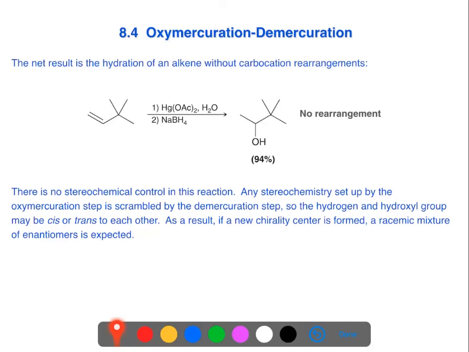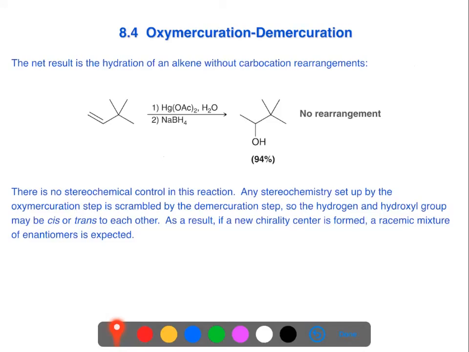So as a result, that hydrogen or hydroxyl group may be on the same side as one another. They may be cis or trans. We really don't know. If a new chirality center is formed, as shown in this particular example, where we do have a chiral center right here, we would expect a racemic mixture, meaning we're going to get a mixture of R and S enantiomers from this reaction. So we don't have the same stereospecificity or stereoselectivity that we've observed previously.